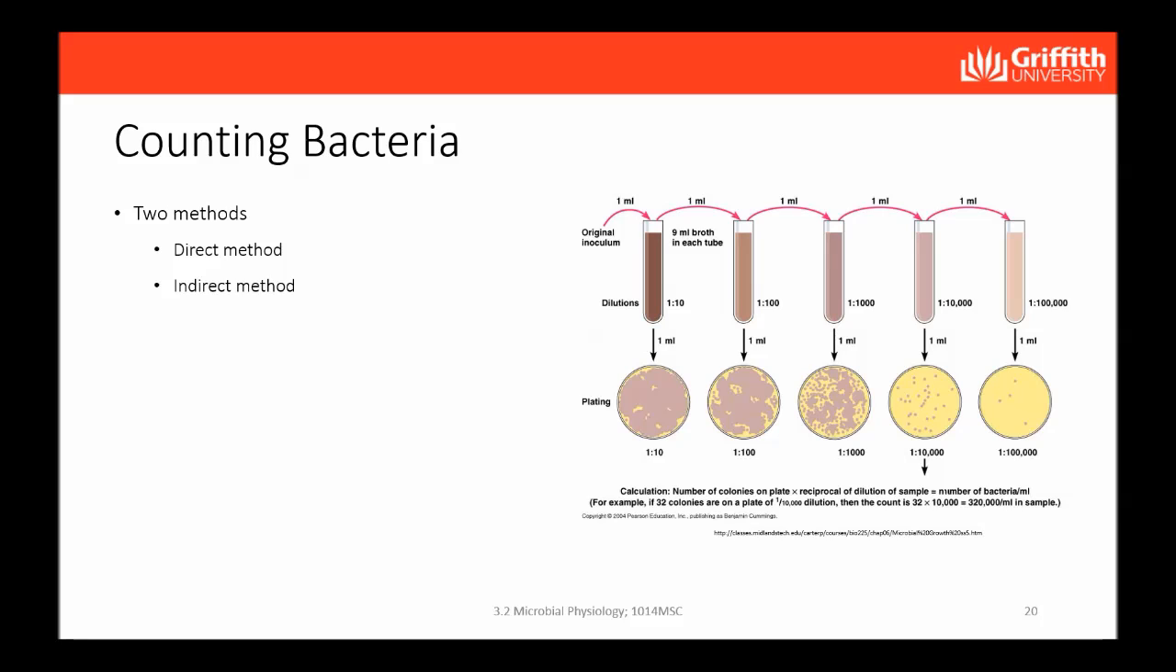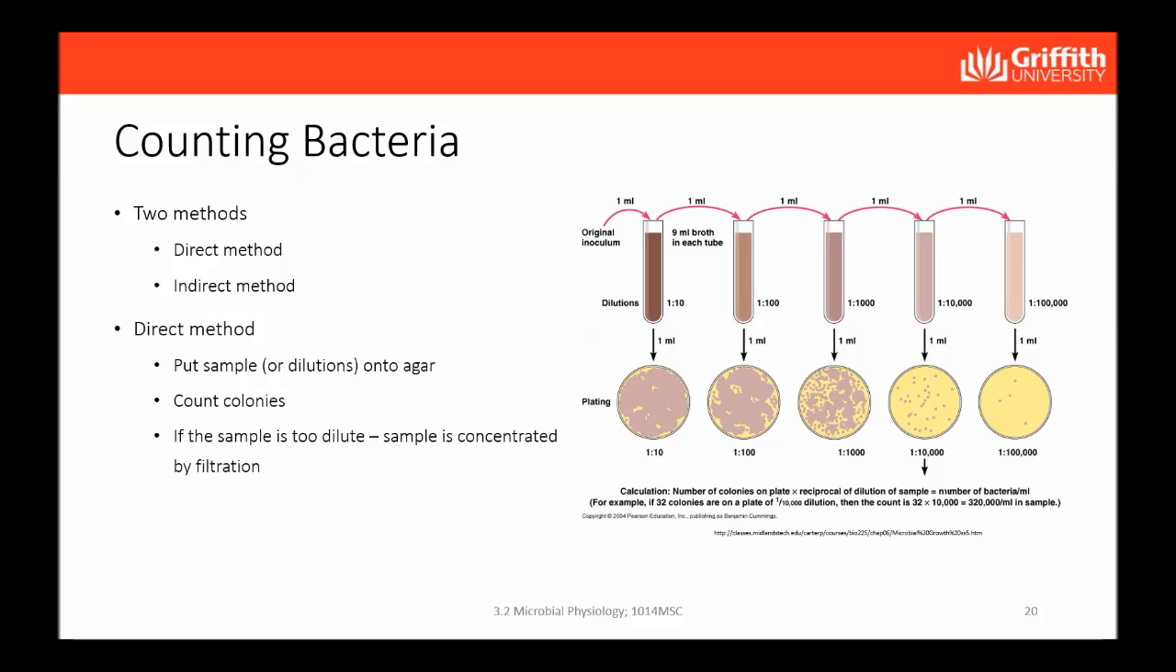Bacterial population can be counted using either the direct or the indirect method. In the direct method, a sample, or the dilutions of a sample, are inoculated onto the agar plate. After the bacteria have grown exponentially, the number of colonies on the plate is counted and multiplied by the dilution factor to elucidate the bacterial count in a milliliter of a given sample.